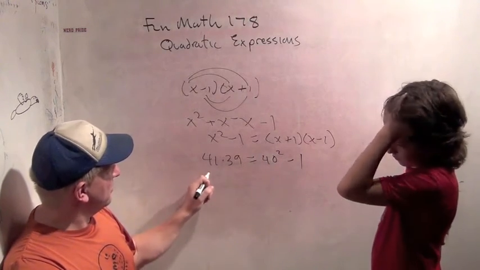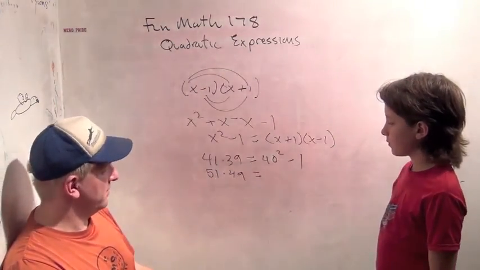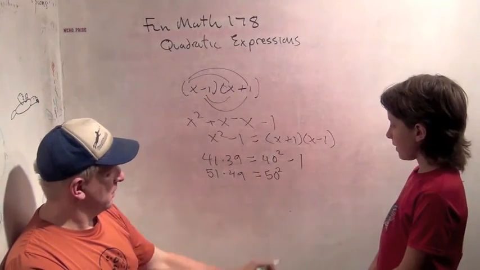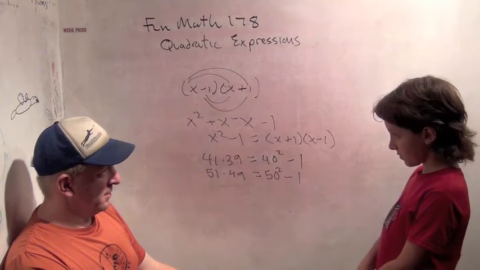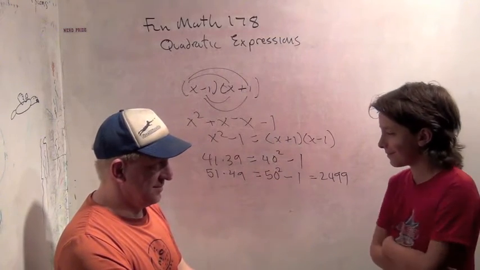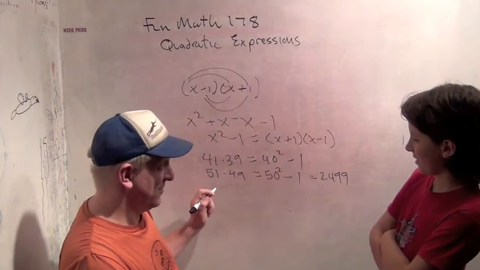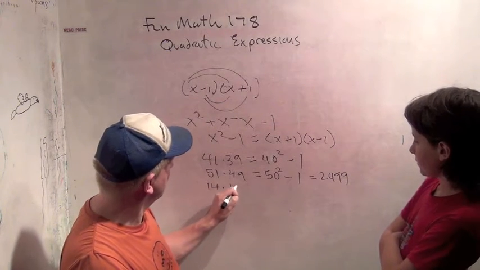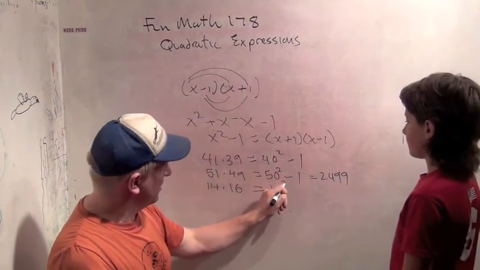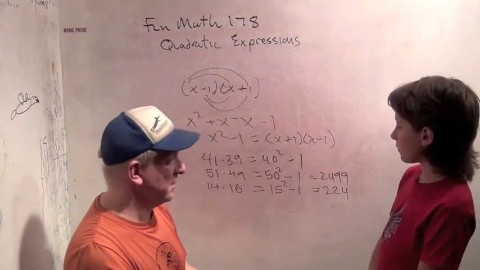But I could ask you, what is 51 times 49? What's that going to equal? Well, the x would be 50, so it's 50 squared minus 1. Which is what? It's 2,500 minus 1, or 2,499. Pretty exciting, right? Okay, how about this one? You ready for a cool one? How about 14 times 16? So the x is 15. Okay, so I get 15 squared minus 1. 15 squared is 225, so it's 224.